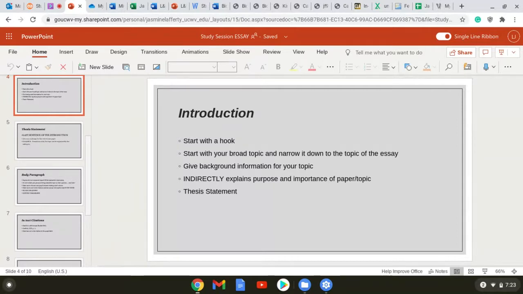Then this is where the funnel comes in. You're going to start with a broad topic and then narrow it down to the topic of your essay. So if your essay is about climate change on turtles, talk about climate change and then say climate change has an effect on aquatic regions. One specific example is a sea turtle. Make sure that you narrow it down.